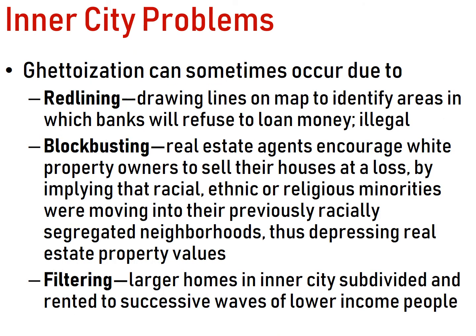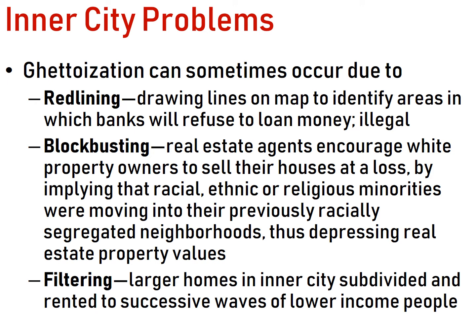Now, ghettoization can sometimes occur, and the trapping of people, while predominantly white people are fleeing to the suburbs. How are people of color trapped inside the cities, disproportionately black Americans? Well, first, we have redlining, drawing lines on a map to identify areas in which banks refuse to loan money. Now, this is illegal, but in the past, and this was done by the government, redlining and greenlining places where they would give loans and where they wouldn't give loans.